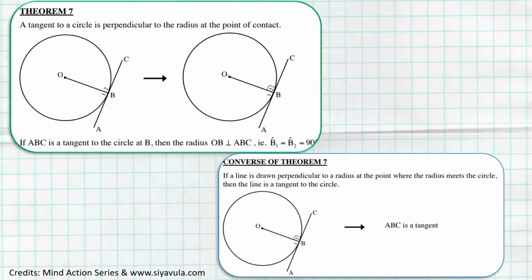Okay, theorem number 7. It states that if you have a tangent, remember we talked about the tangent in session 1 when we were doing key geometric basics, and we said that a tangent is a line that touches a curve at one point. Meaning that ABC is a tangent. So this theorem states that if you have a tangent and you have a radius, that tangent will always be perpendicular to the radius at the point of contact.